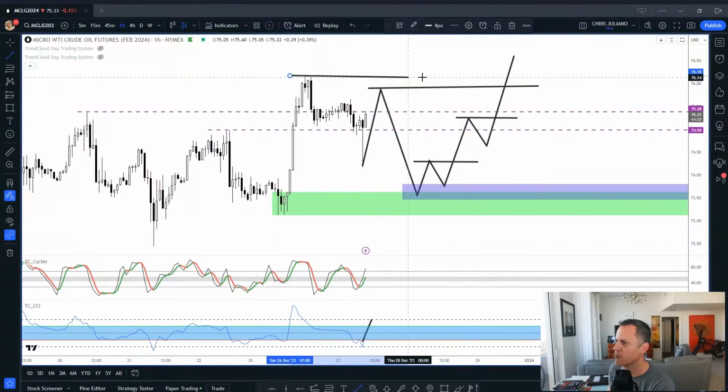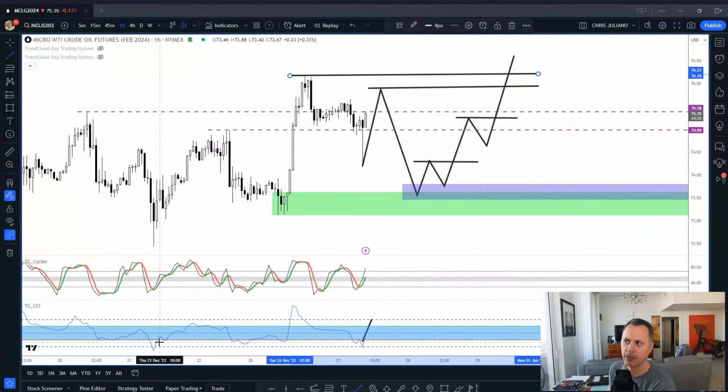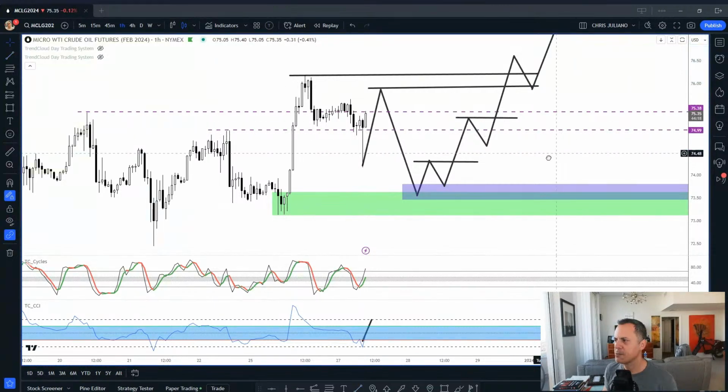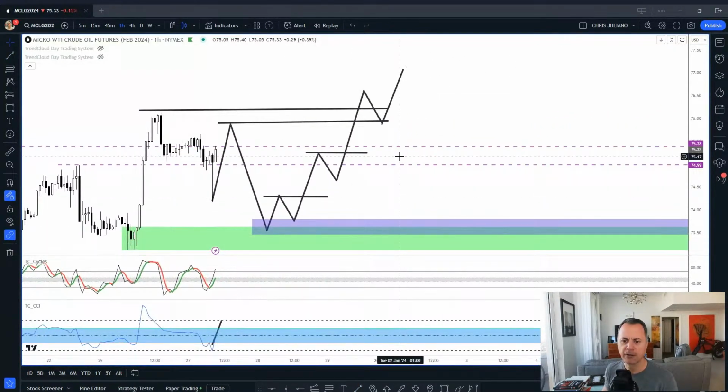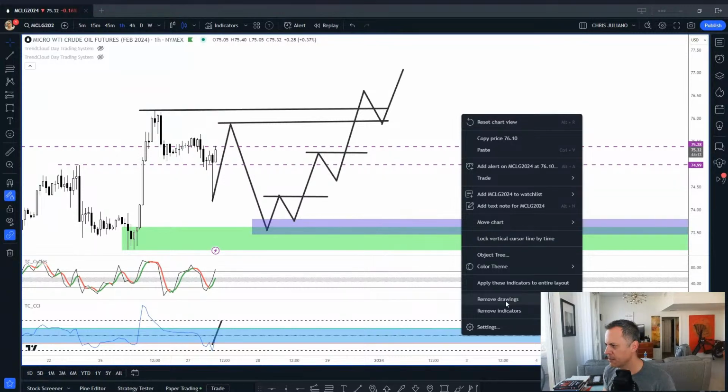Right? As long as we're breaking structure, we are good to go for the continuation of taking demand zones to the upside. That is the pattern recognition that you're looking for every single day. All right? Okay. Good lesson there.